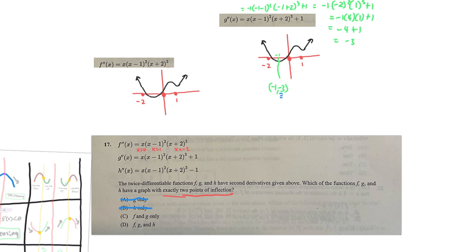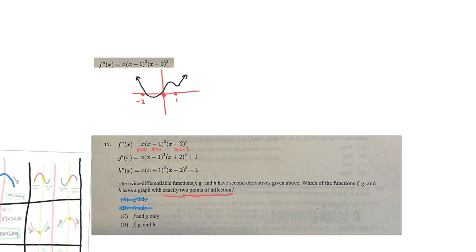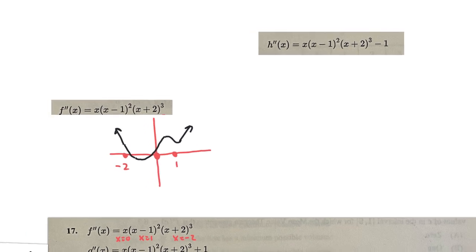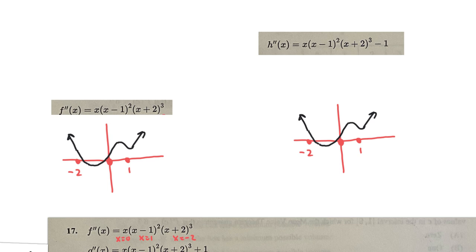So looking at H double prime, now we will be using a very similar reasoning process. Well, the same reasoning process, but some slightly different details now. Once again, this right here is the graph of F double prime. So we have the graph of F double prime here, and we know that H double prime is going to be the exact same thing, except we're shifting down a little bit, like that. All right? We're shifting down.